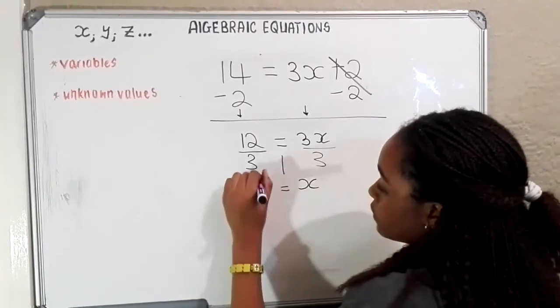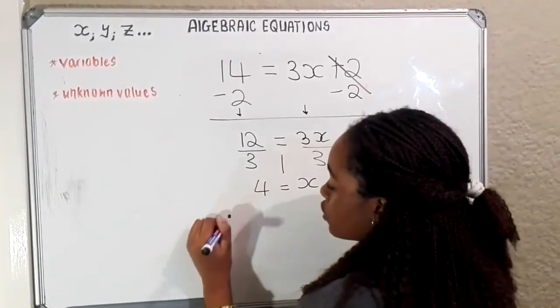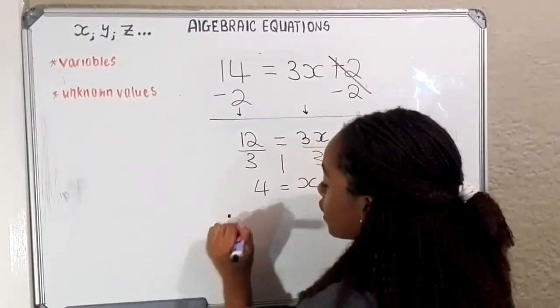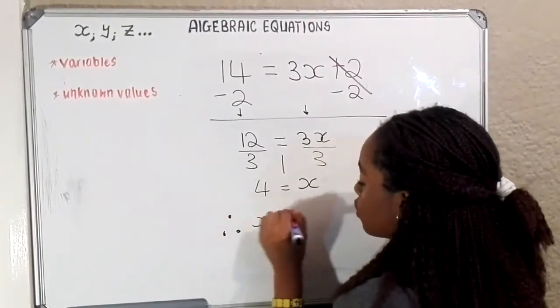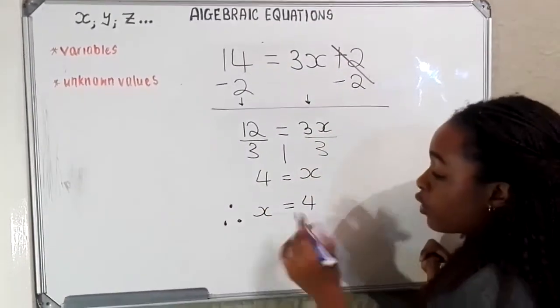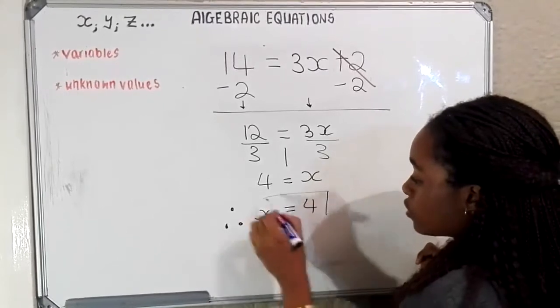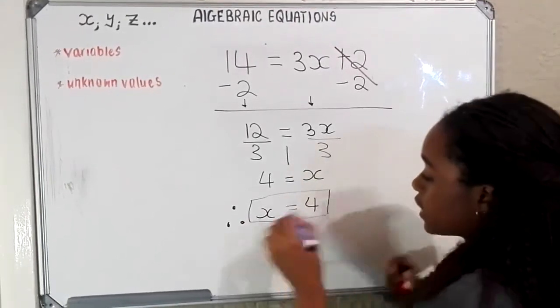12 divided by 3 gives me an answer of 4, which is also the same as saying x is equal to 4. The value of x is 4. So this is our answer, guys. x is equal to 4.